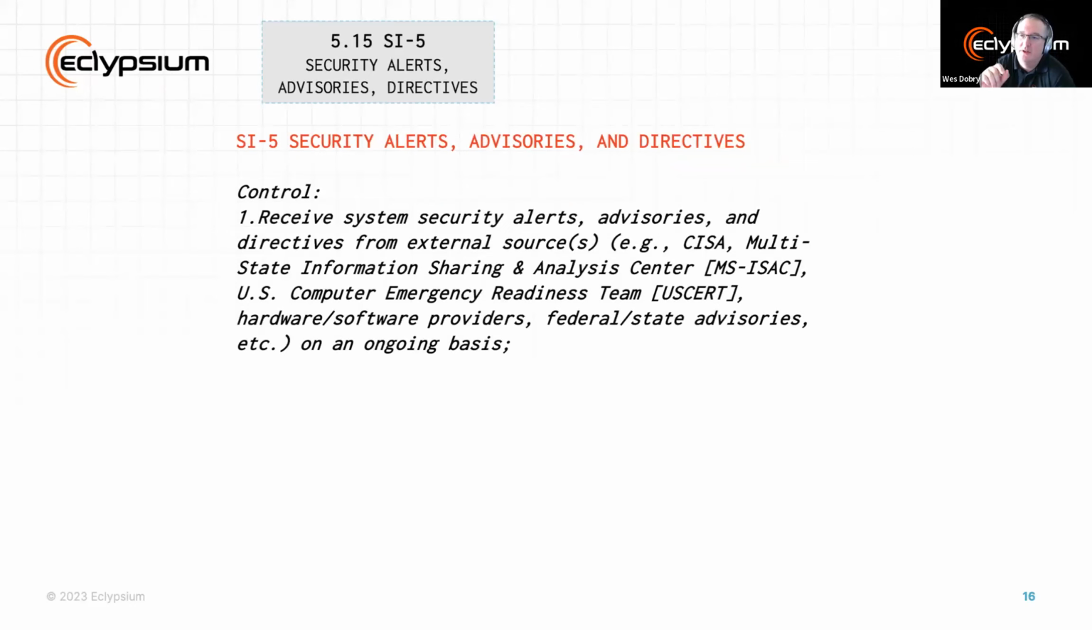Now, this one's a fun one around security alerts, advisories, and directives. They've added this one in to ensure that organizations remain up to date around what the latest vulnerabilities out there are, are things being actively exploited, what kind of threat identifiers are out there. In the case of this one, I highly recommend having all of your hardware vendors send you information, and getting this information from places like NIST and the known vulnerability databases and things like that.